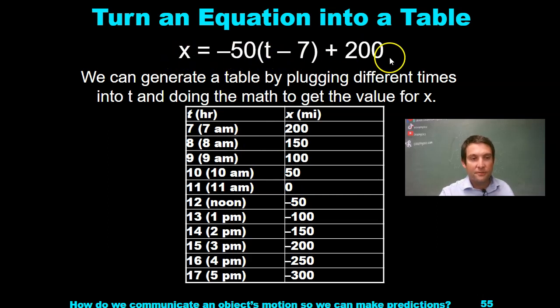Position as a function of time. Remember, functions have input values, which will then generate output values. So if our input is 200 miles, then our time output would be 7 a.m. Or if our time input was 7 a.m., then we would generate a position of 200.